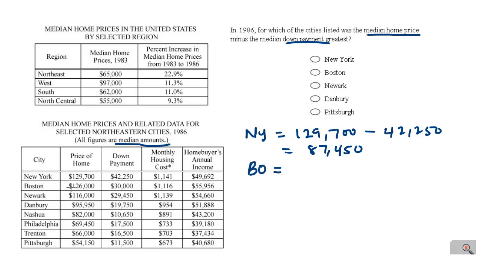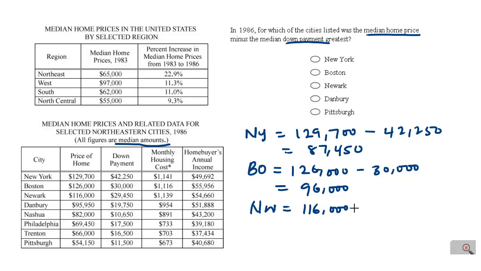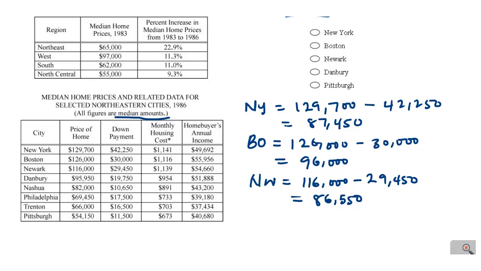Okay, then the next one is Boston. So let me use BO for that. For Boston, we have $126,000 minus $30,000. So $126,000 minus $30,000 will give us $96,000. Then we have Newark. So let me use NW, and Newark is $116,000 minus $29,450, and this will give us 86,550.